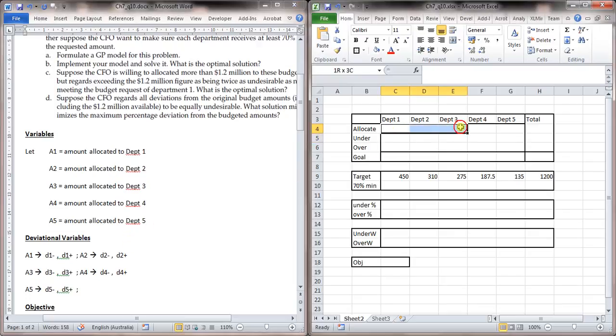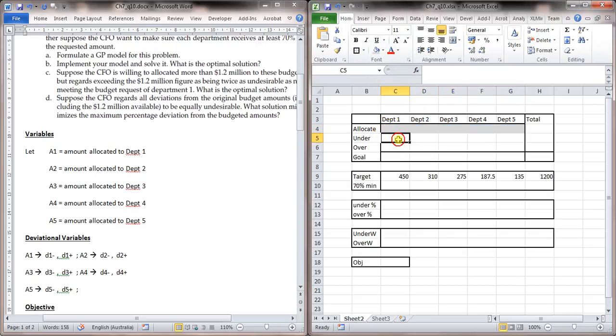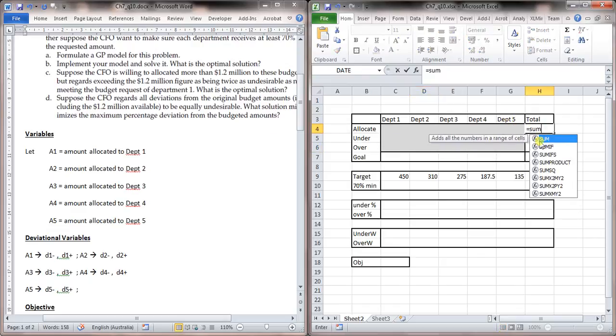So this is our normal allocated variables. Make it gray, and these are our deviational variables, under and over. Total amount allocated is equal to the sum of this.